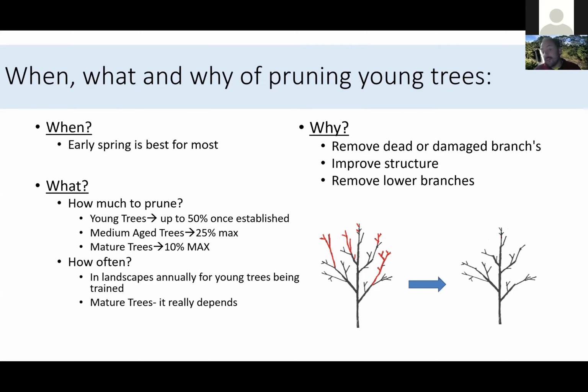On the other end, if a tree is in good health and young, we can round up to as much as 50% of a tree's live foliage being removed from a young, vigorously growing tree. I'm not saying you should prune 50%. I'm saying you could prune that much if you felt like you had to meet your pruning objectives.